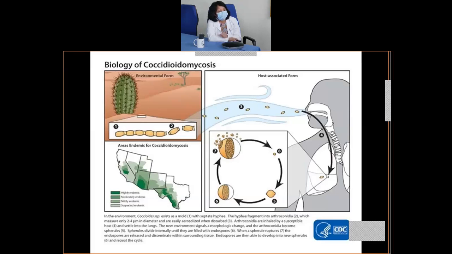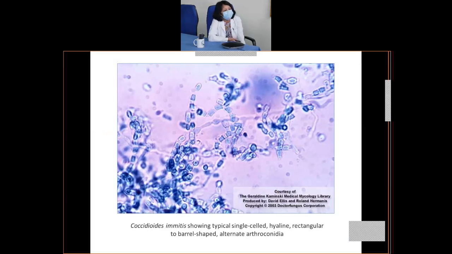Okay, some of these spherules again may affect different sites, and again they'll continue the life cycle of development into a spherule, and finally there'll be endospores inside the spherule, and there'll be rupture of these spherules which can release these endospores. So these are the pictures of arthroconidia. Okay, this is grown at 25 degrees centigrade. They'll show the morphology of barrel-shaped arthroconidia.